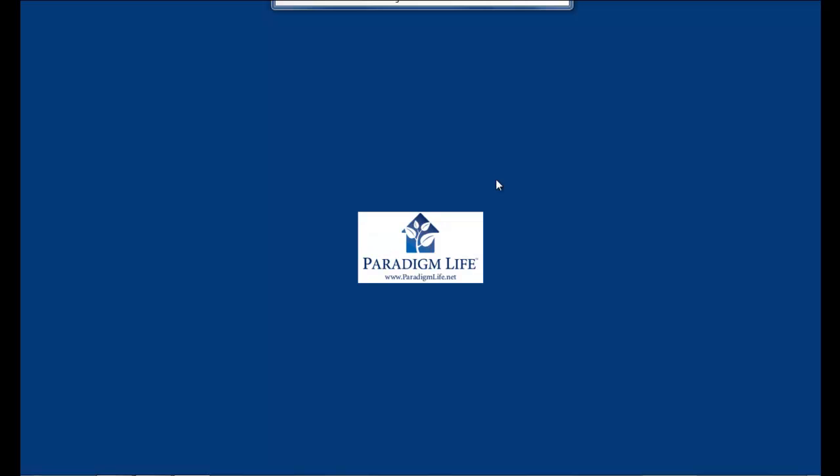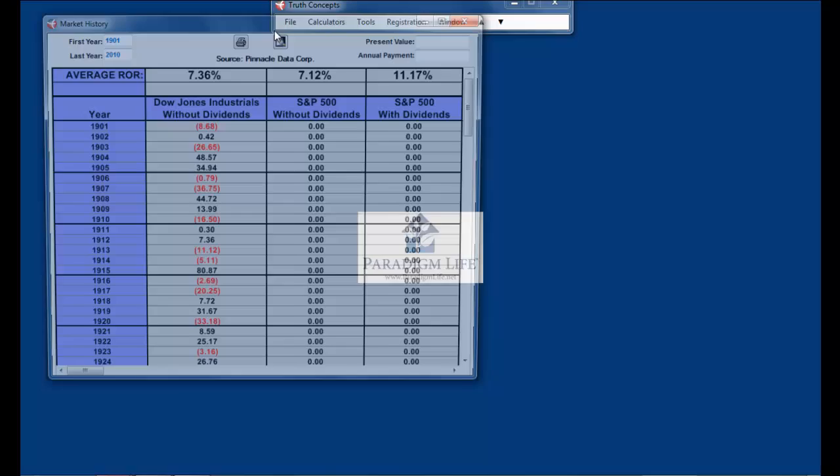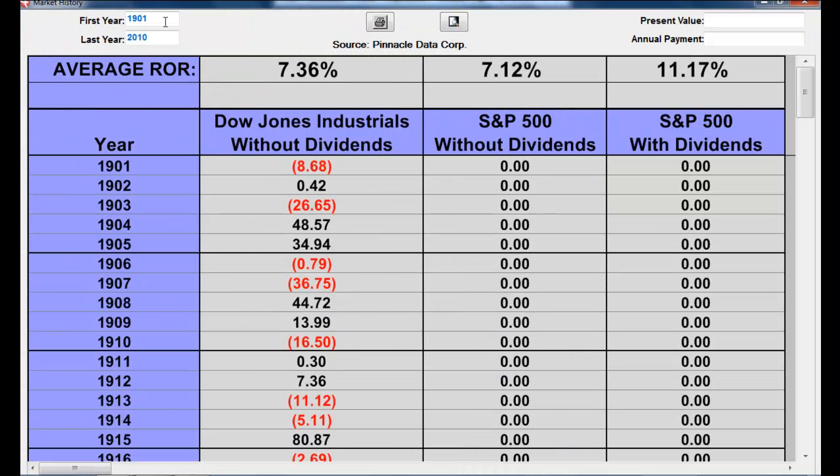Hi everybody, I'm going to just do a quick analysis of our beloved stock market. I'm going to be using a calculator system called Truth Concepts to be able to do this. For more information on Truth Concepts, you can visit www.truthconcepts.com.